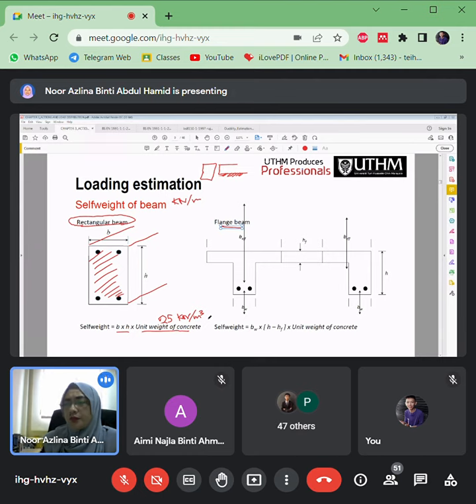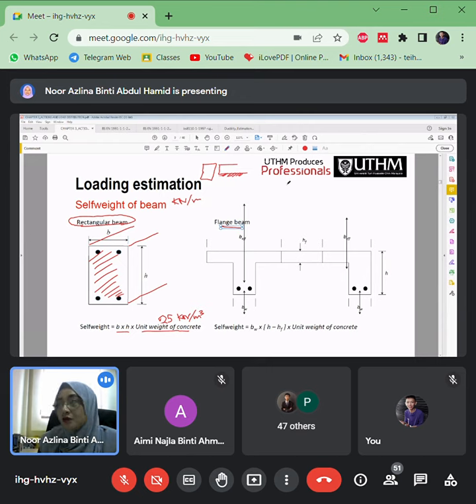Then for the flange beam, once the beams are cast together, they carry the load from the slabs. That means the slab will distribute its load to the beam, so it becomes a flange beam when we cast it together. For flange beams, it can be T sections and also L sections, depending on the location of that beam. Is the beam at the intermediate area or at the corner?